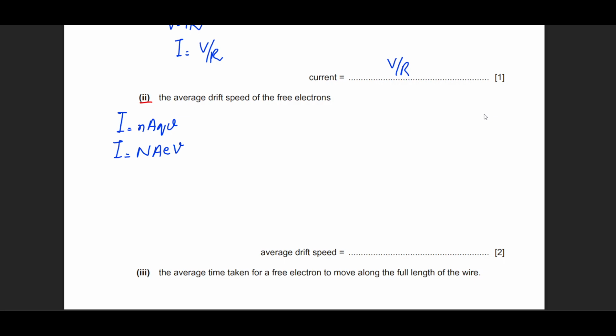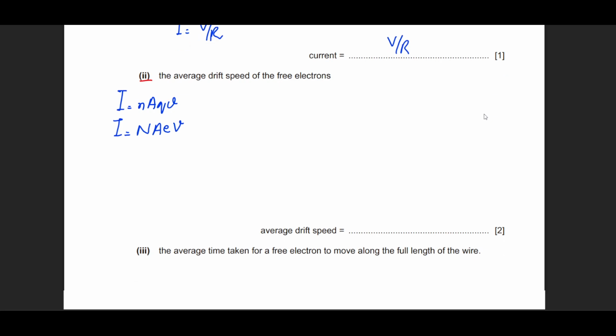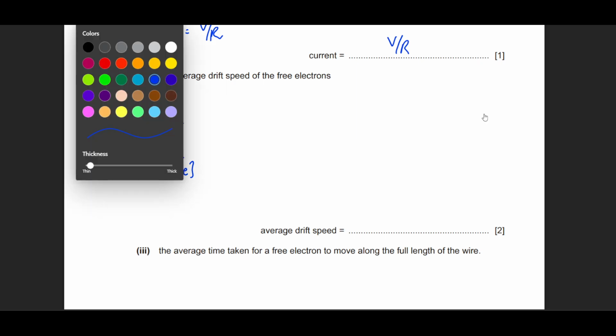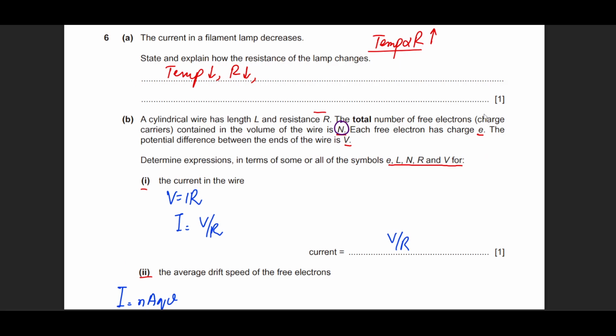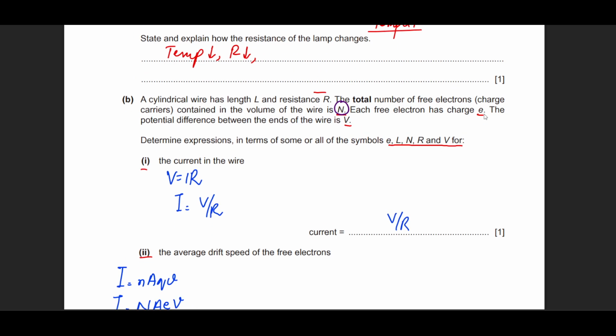Okay, so since v is required by us, we're going to replace v in this situation. So v is equal to current divided by N, the charge density, multiplied by cross-sectional area, multiplied by the elementary charge e. Okay, now notice what has happened with e. Sorry, N. N is the number of electrons per unit volume. So this is actually going to be N divided by volume.